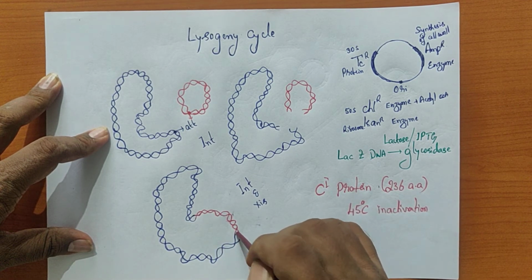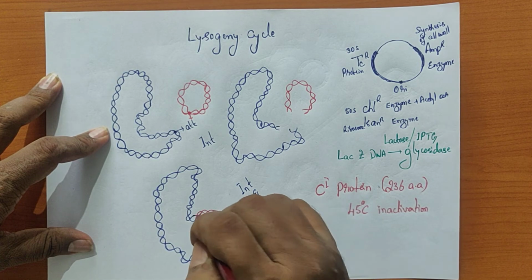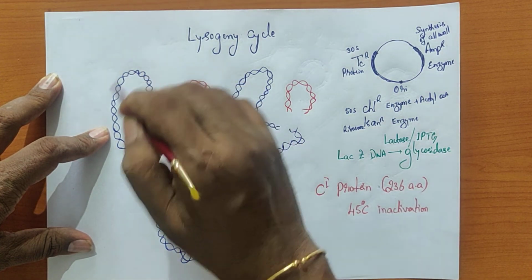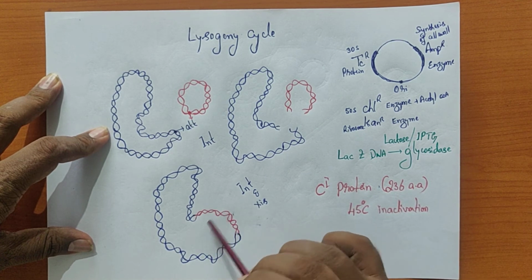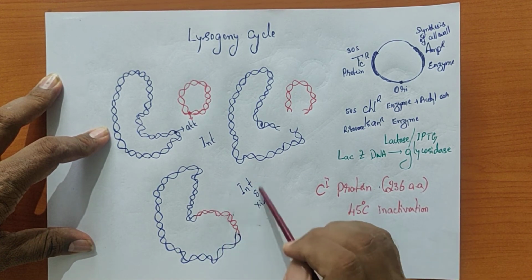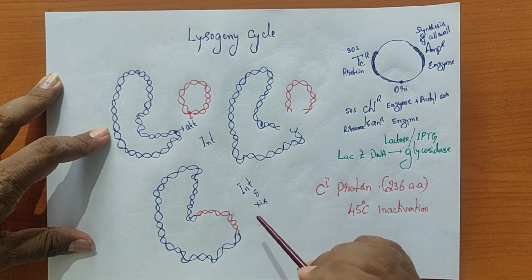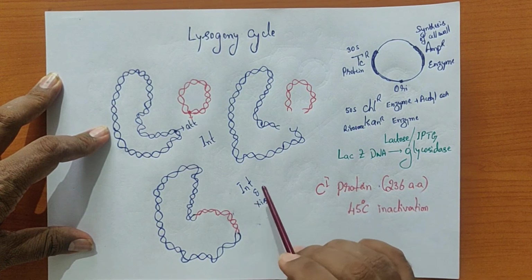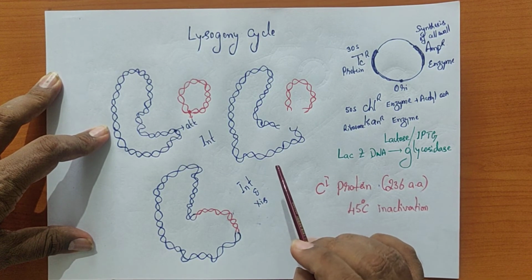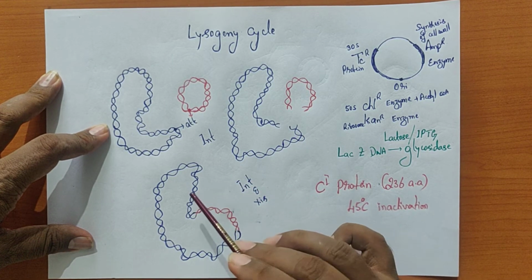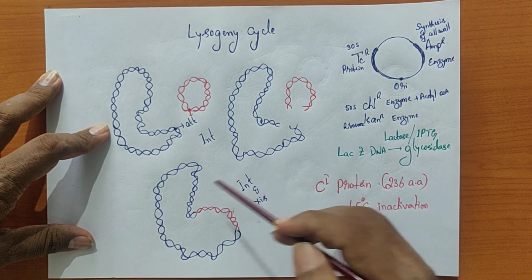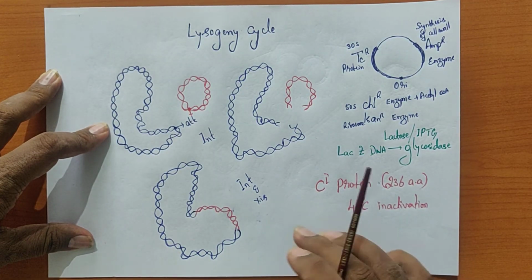So by this joining with this particular site, we are now restoring the original genomic DNA, and this particular lambda DNA is going to be excised. Since there is a lower concentration of C1 repressor gene, we are going to have the delayed early transcription followed by DNA replication and the late transcriptions, and that results in the lytic cycle.